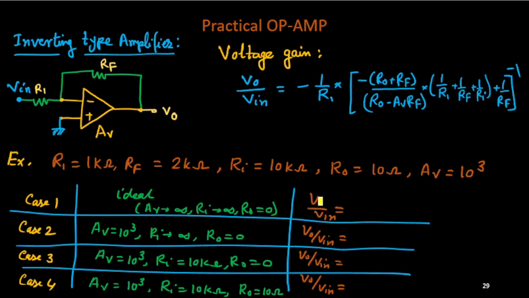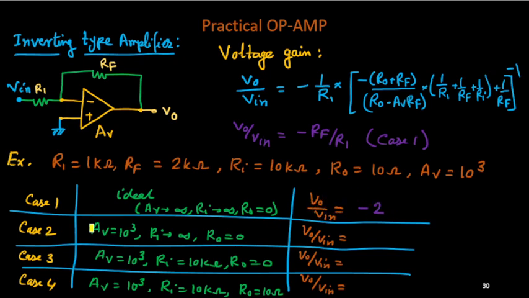So what is the gain? V0 upon Vin, that we know. What is the gain? For the ideal case it is minus Rf upon R1. That is for case 1, ideal. So in this case Rf is 2k, R1 is 1k. So 2 by 1 is 2, but with negative sign, so it is minus 2. So ideal voltage gain is minus 2.